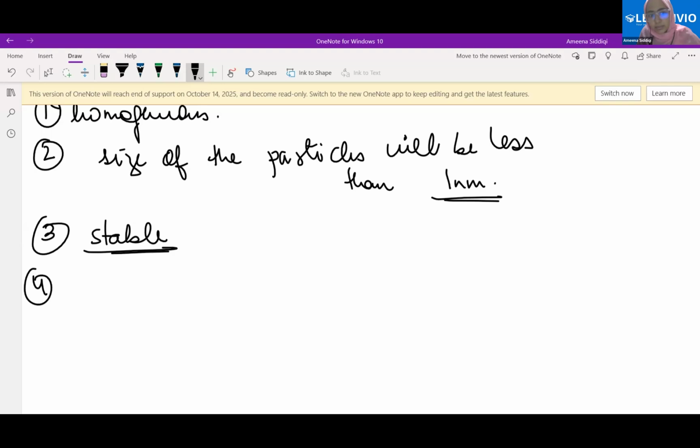The fourth point. Do they show the Tyndall effect? They do not show the Tyndall effect.